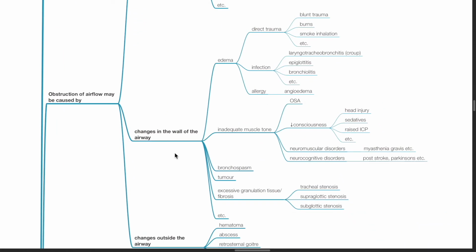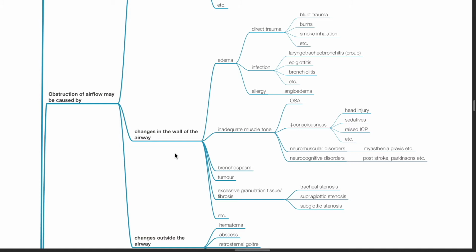Examples of changes in the wall of the airway that can obstruct airflow include edema, for example due to direct trauma in blunt trauma, burns or smoke inhalation, infection such as croup, epiglottitis and bronchiolitis, and angioedema. Inadequate muscle tone can cause airway obstruction such as in OSA, reduced consciousness such as in head injury, sedatives and raised ICP, neuromuscular disorders such as myasthenia gravis, and neurocognitive disorders such as after a stroke or Parkinson's disease.